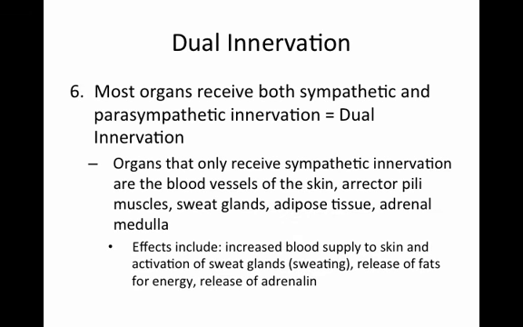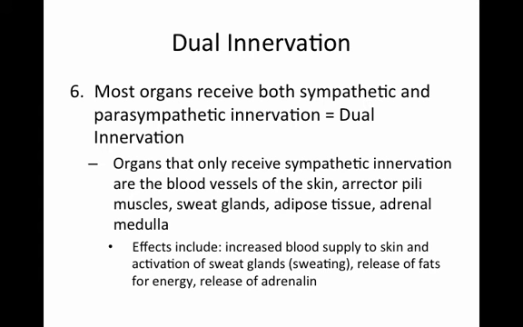And 6. Most vital organs receive both sympathetic and parasympathetic instructions. This is called dual innervation. The organs and tissues that only receive sympathetic instruction are the blood vessels of the skin, the erector pili muscles, the sweat glands, the adipose tissue, and the adrenal medulla.